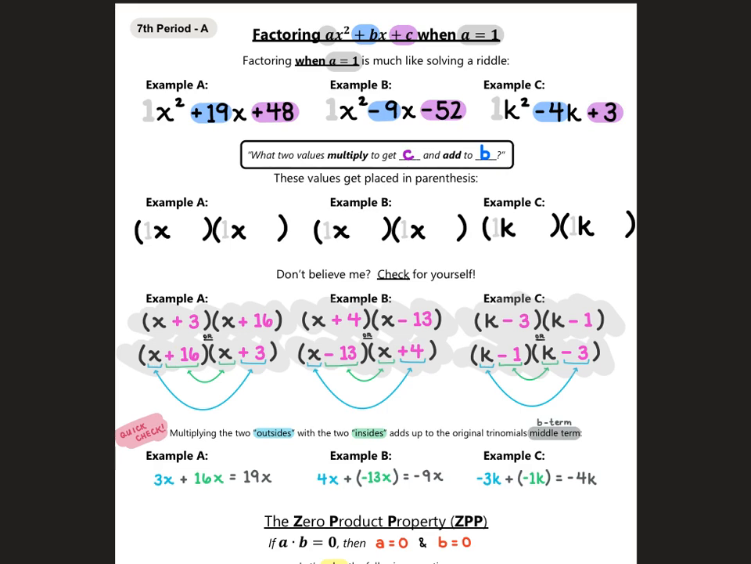Now, this is factoring, and this is something that's done when you have examples that look like these. These are expressions, right? This is a quadratic expression. They're all expressions because they have no equal sign.